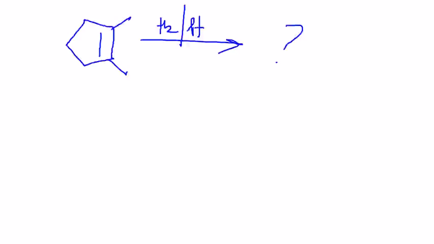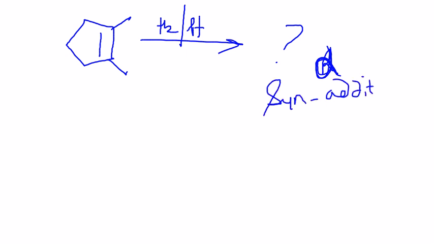Okay, let's take a look. If you have an alkene like this and that's being treated with hydrogen and platinum, what are the products? And the question is, what kind of alpha would you expect for the product? Realize that hydrogenation is a syn addition.